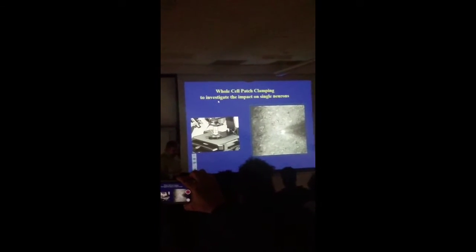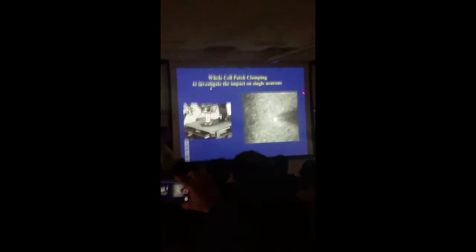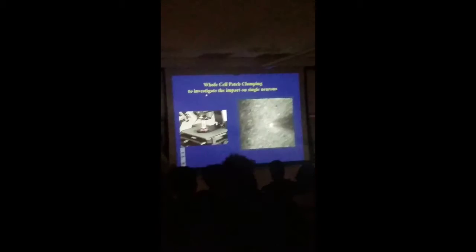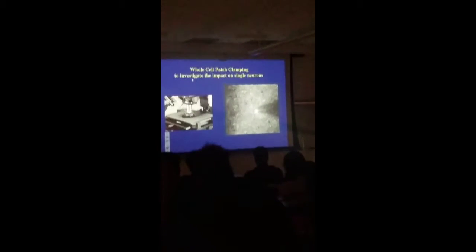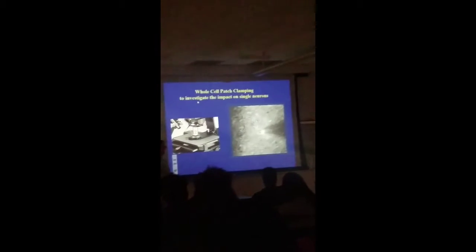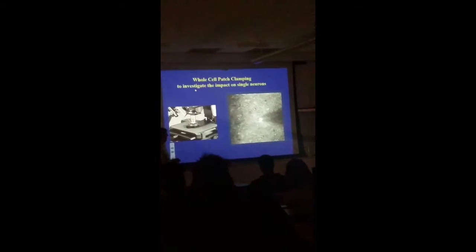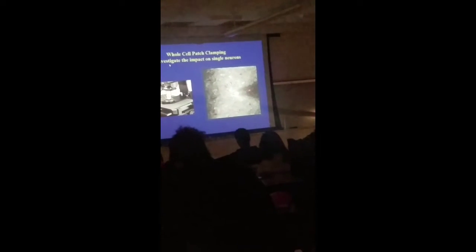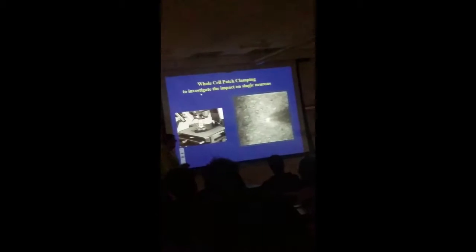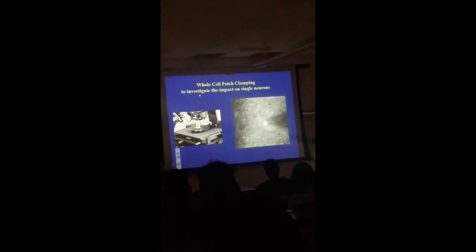So we used another technique, which is called patch clamping. What you're seeing here is we can cut a slice of the brain, put it under a microscope, and visualize it using infrared optics. You can see here's a neuron, there's a lot of these neurons, and we can bring a pipette down and record from an individual cell in the brain.